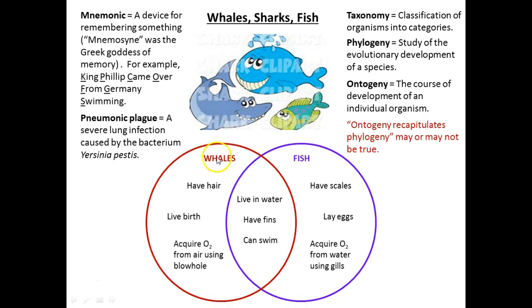So as we said, whales and fish have similarities. They live in water, they have fins, they can swim. But whales have hair, just like us, because they're mammals. They give live birth, like us. And they require O2 for breathing. Fish, on the other hand, have scales. They do not have hair. They lay eggs, and they acquire their oxygen from the water itself through gills. So, really, depending on how you classify things, sometimes you can almost misclassify things.